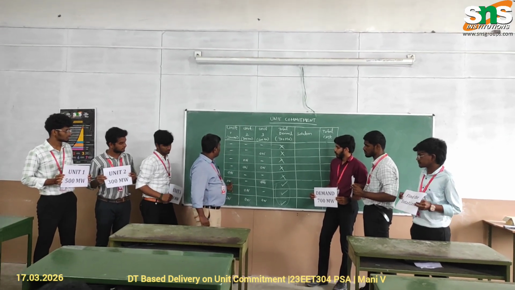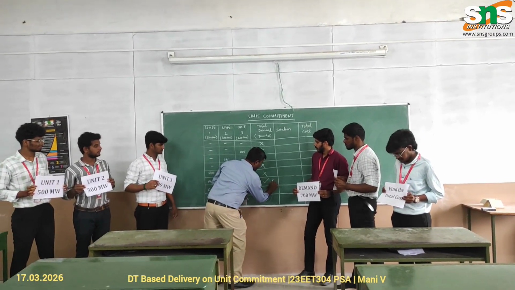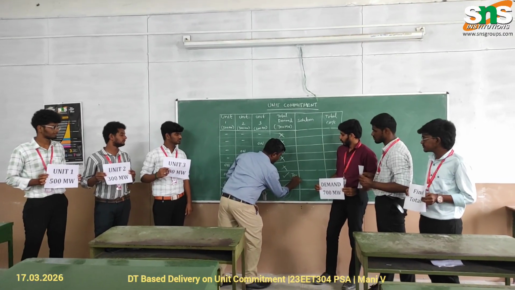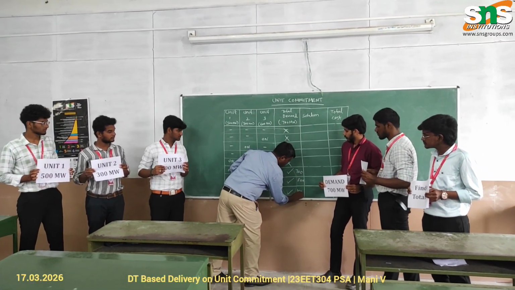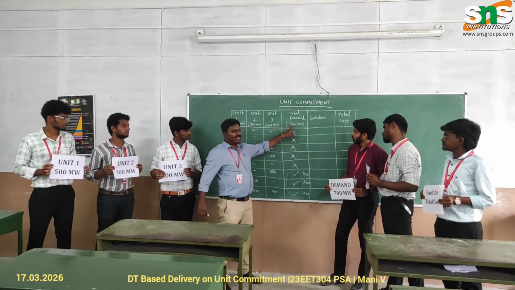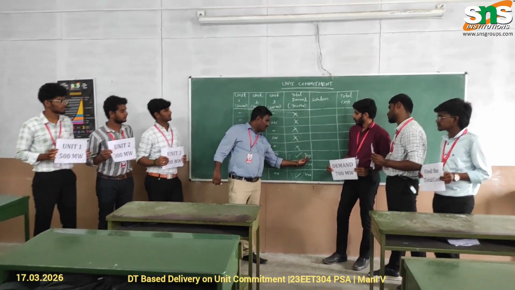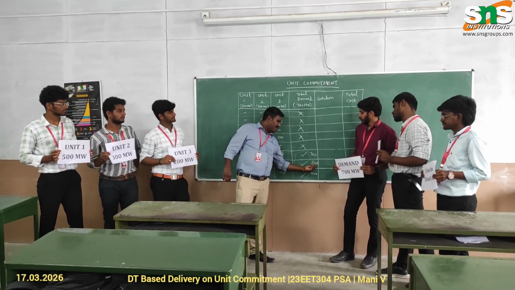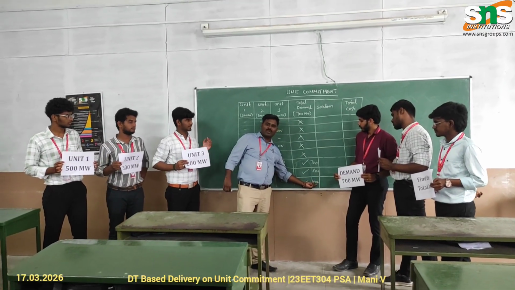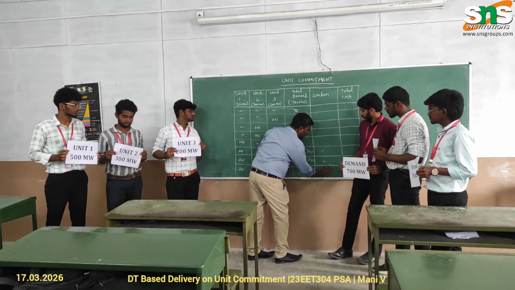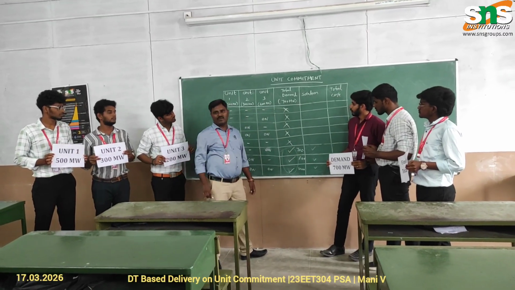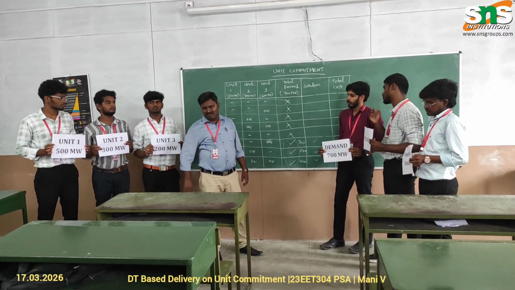Here, 500 plus 200 gives the exact match of 700, and here we are getting 800 megawatt, and here 1000 megawatt, but the requirement is 700. So in one solution we are getting exactly 700, in another 800, and in another 1000. So these three alone are called feasible. Others are infeasible solutions.